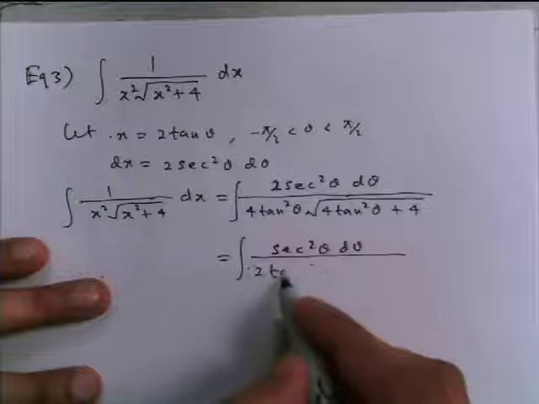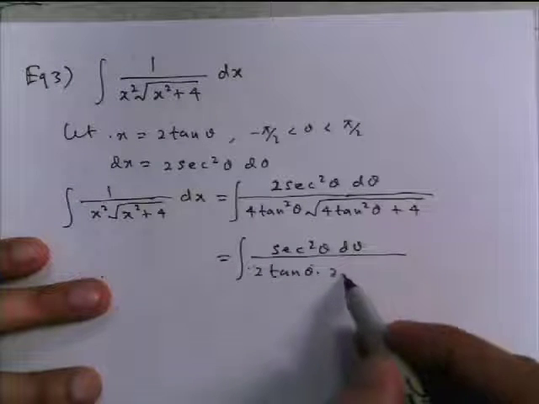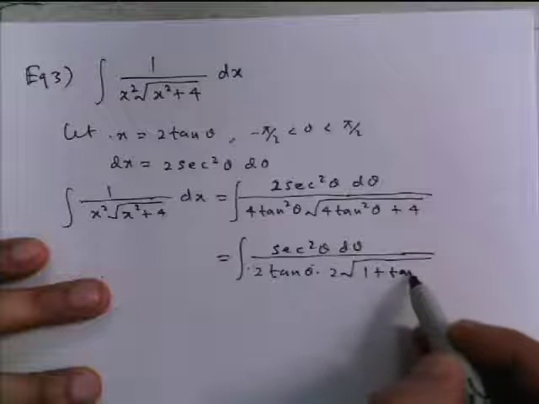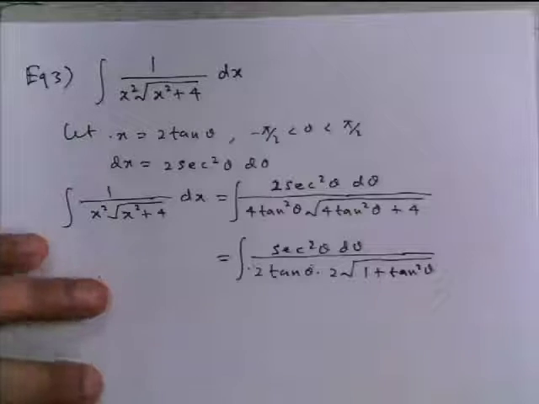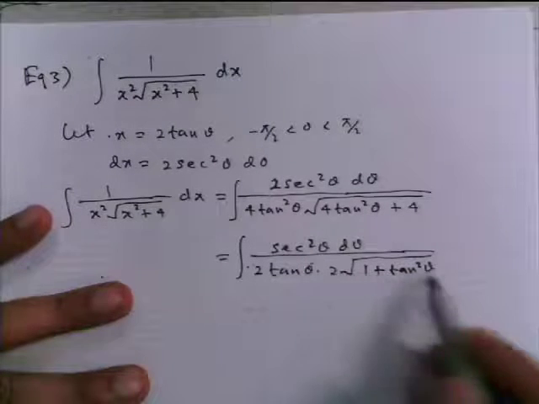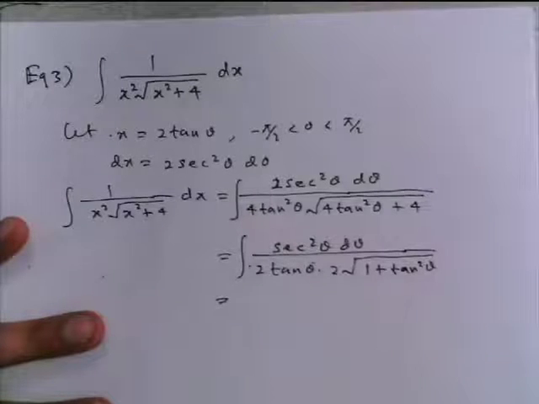over 2 tan theta, and then you can take 2 out. Once you take 2 out, you're going to get 1 plus tan squared theta. What is 1 plus tan squared theta? 1 plus tan squared theta equal to secant squared theta. Once you take the square root, it becomes secant theta. Is that right? So this part is secant theta. Why isn't that 2 tan squared theta?